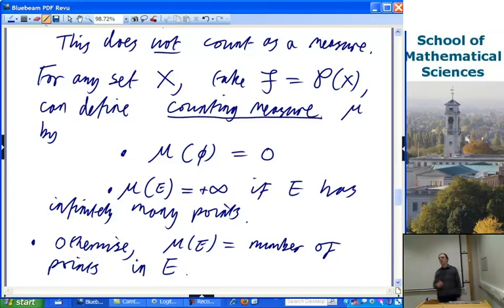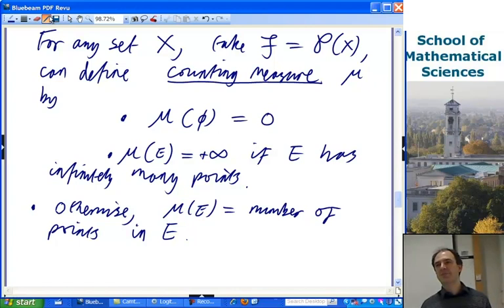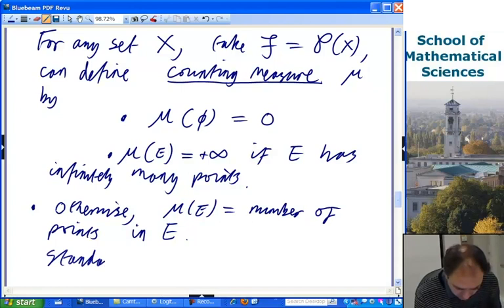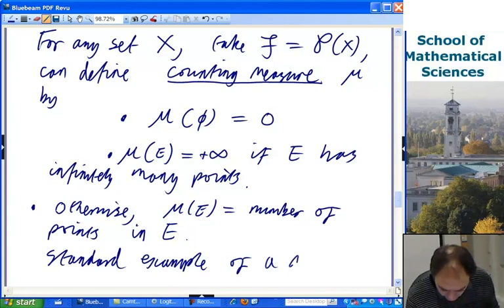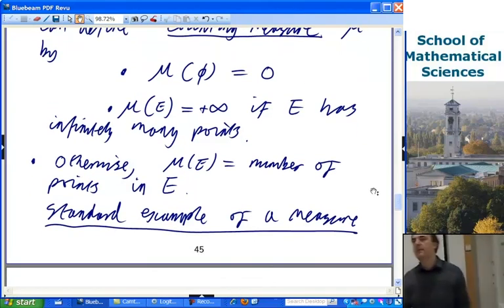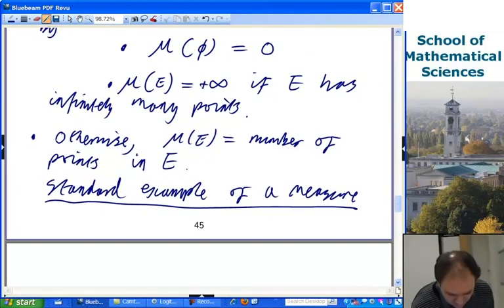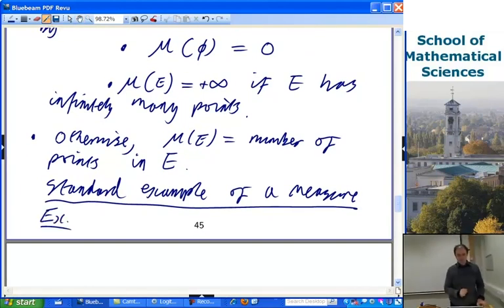So that counting measure always works. I'll leave it as an exercise, prove that this is a measure. There are a few little minor details to check, but it's a standard example of a measure. You can quote this as a measure unless you're asked to prove it. So unless you're asked to prove it's a measure, you can assume it's a measure. But as an exercise, just in case you are asked someday, prove that counting measure is a measure.